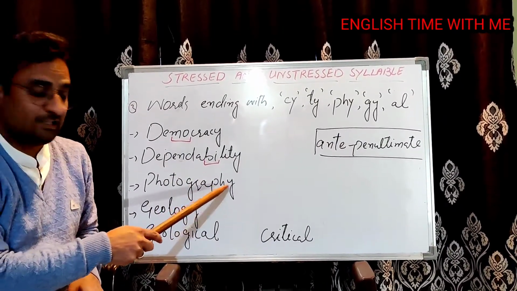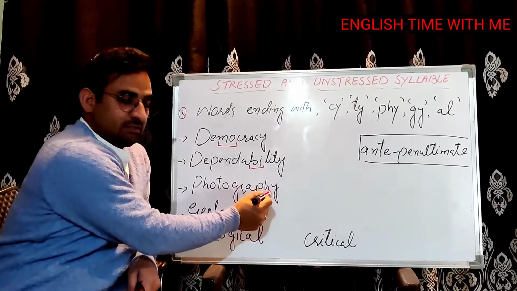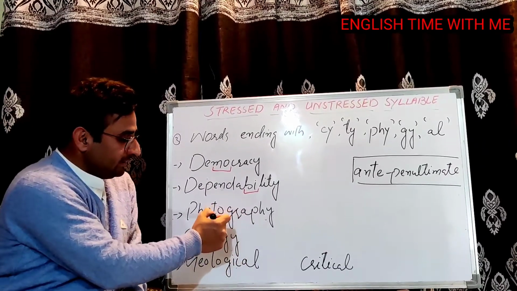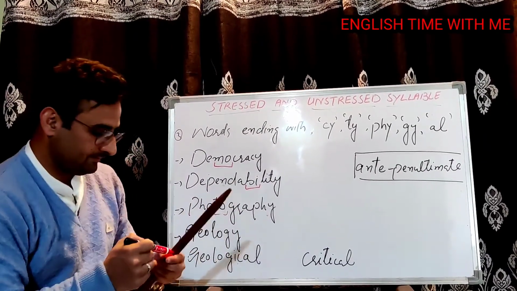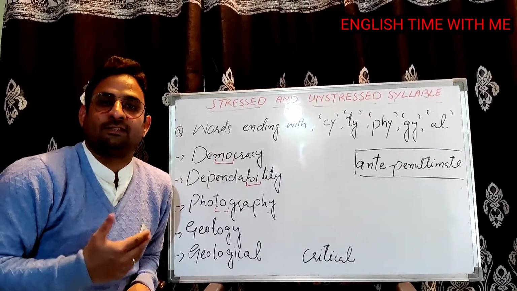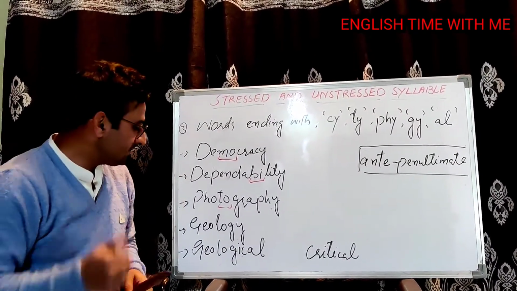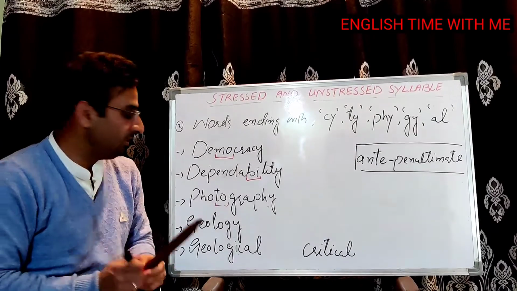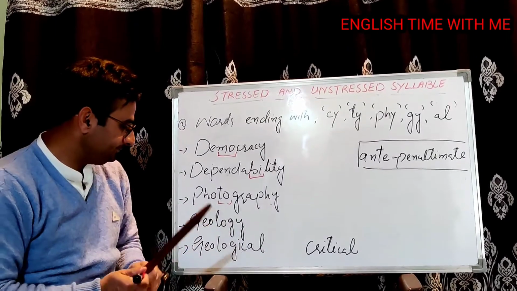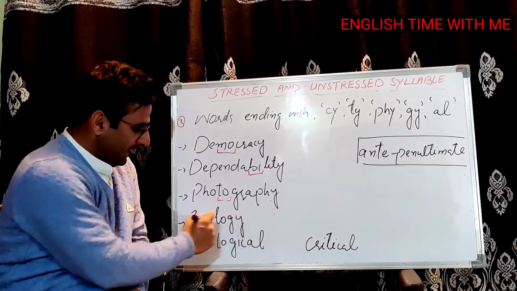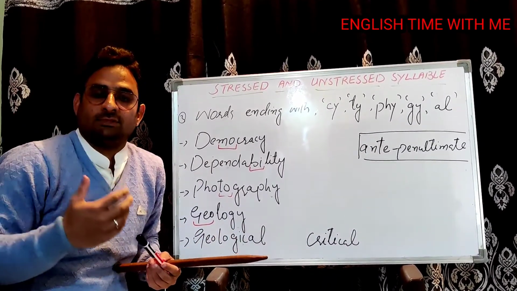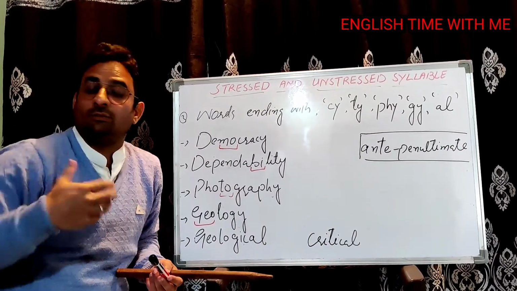Now, the word ending with phy. Phy is the last syllable, gra is the second last, and the third from end is to. Photography. We pronounce it wrongly as photography. That is wrong. We give stress here on pho, but that is wrong. The stress has to be put here on to. Photography. Then we have geology. Stress will be here, third from end. Geology. Not geology. That is wrong.